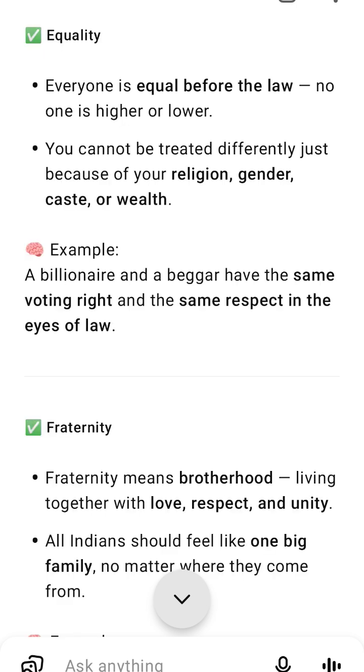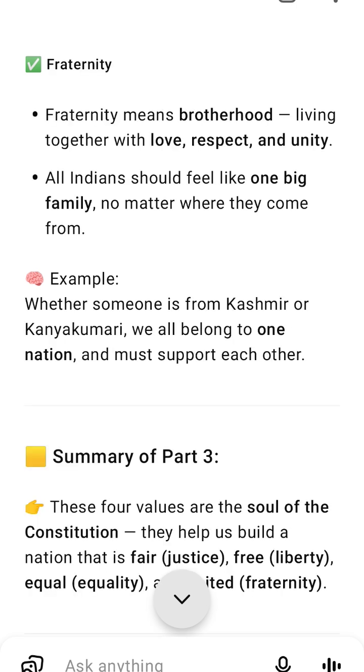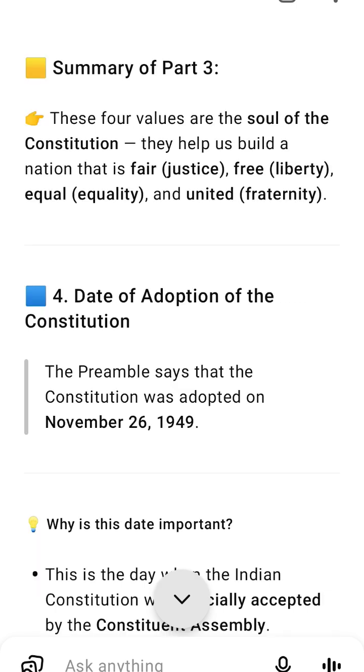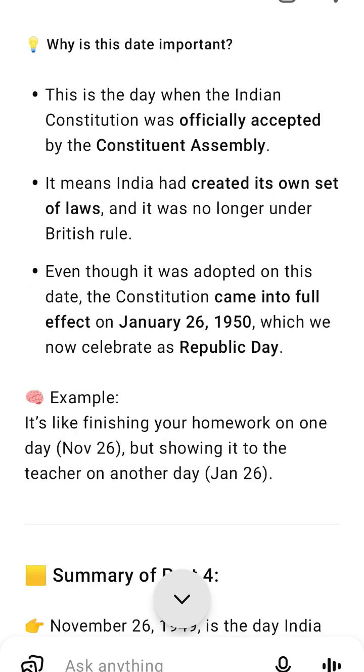Secular. India has no official religion. All religions are treated equally by the government. People can follow any religion or none. Example, whether you're Hindu, Muslim, Sikh, or Christian, the government gives you equal respect and rights.